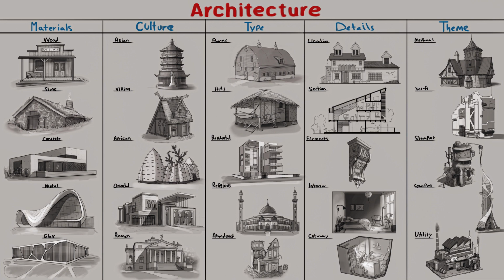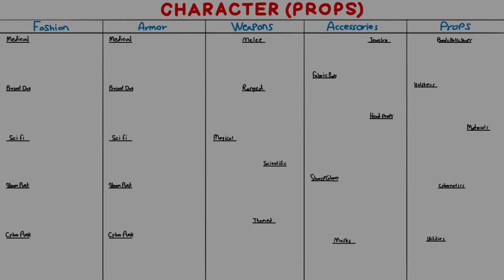Now we can go into the character props. These are props worn by the character or the creature. It's part of the character design but not the whole thing. It adds a lot to a character and gives it more richness and a backstory. We divide this category into fashion, armor, weapons, accessories, and props.